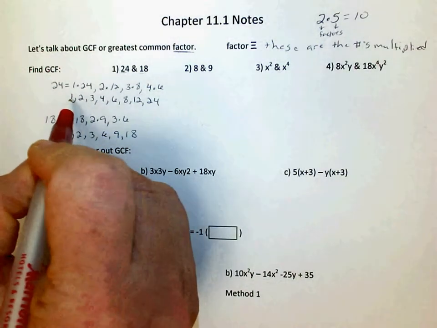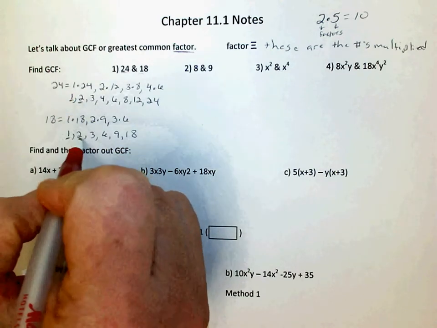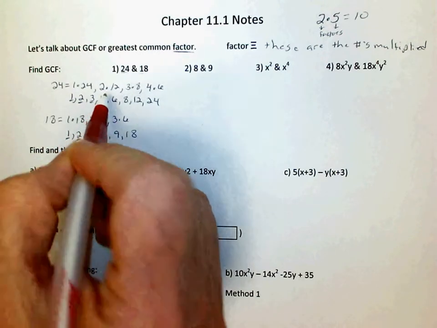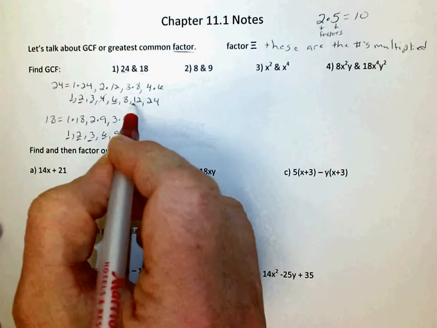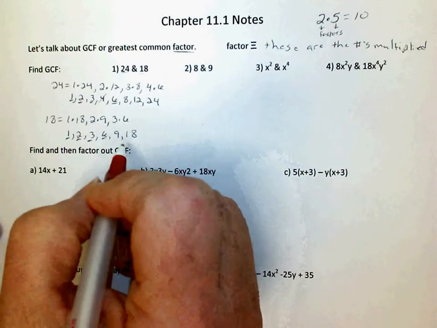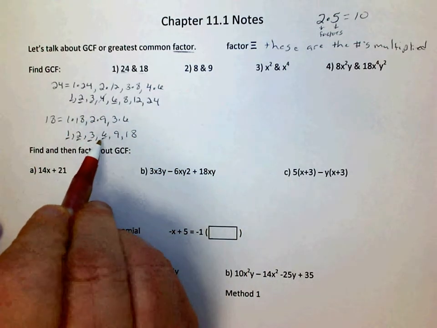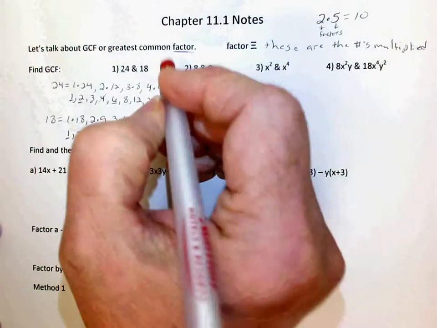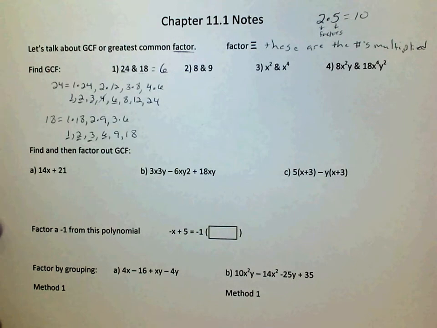Well, let's look at the list. I got 1 in common. I've got 2 in common. I've got 3 in common. 4 is not a common factor. 6 is, and I don't see a 9 or an 18. So I've got 1, 2, 3, and 6 that are common factors. But the biggest common factor, or the greatest common factor in this case, is 6.